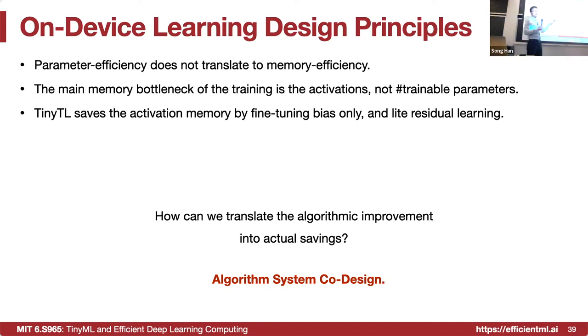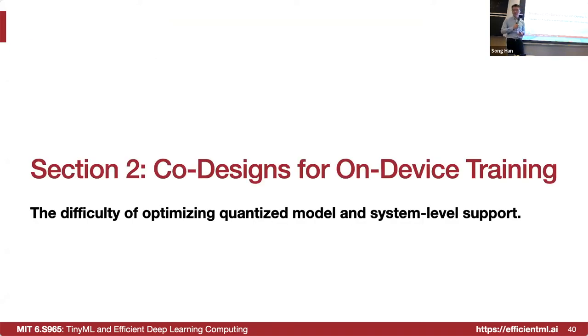Okay, so these are all algorithm-level improvements, right? So actually, how do we translate such algorithm improvement, such as fine-tuning the bias only, which TensorFlow and PyTorch don't support, right? If you just want to fine-tune the bias, TensorFlow or PyTorch still wants to calculate and store all the activations. And so how do we translate these algorithm improvements into actual savings? So we'll talk about algorithm and system co-design that can realize the theoretical memory savings. Okay, so that's based on our chapter two, which is co-design of system and algorithm for on-device training.